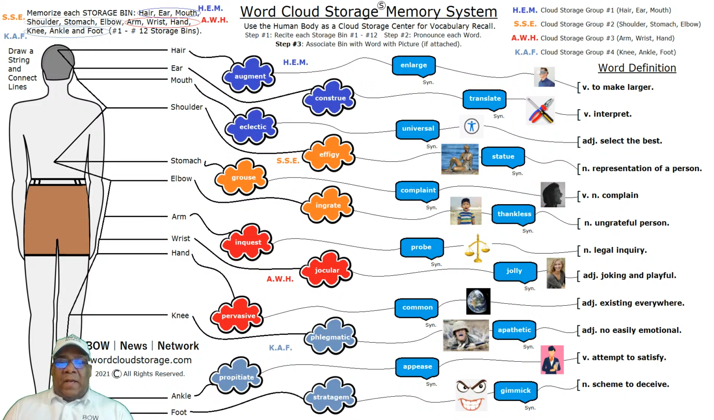So there we actually see our first six. If we can actually cover the right side: augment, large; construe would be translate; eclectic would be universal; effigy, statue; grouse, complaint; ingrate, thankless. And we can go back and forth with your left hand, and you can go back and forth with your right hand, and this will really force your brain to map to its respective synonym or the word or even the picture and the word definition.